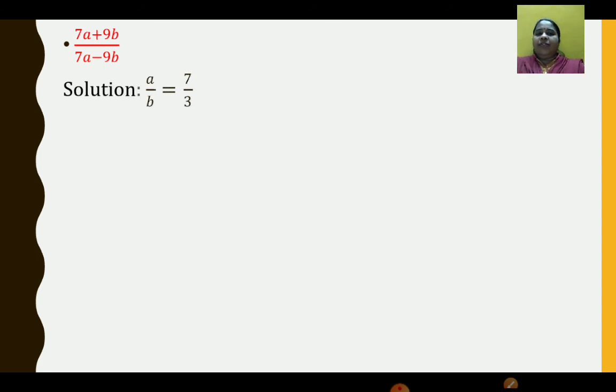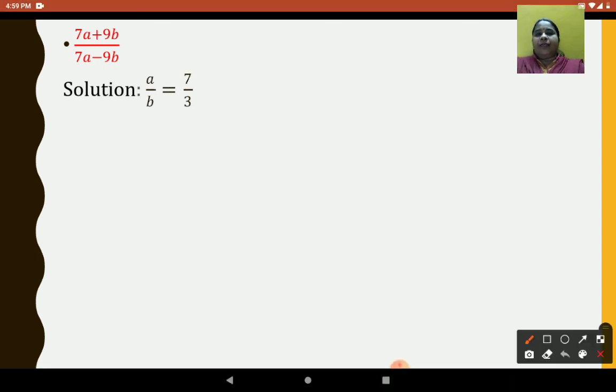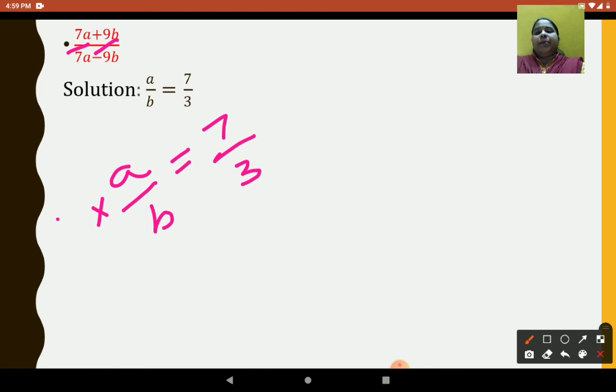See, a upon b, we know that it is 7 upon 3. Right? Look at the coefficient of a, 7. Look at the coefficient of b, 9. On both sides of this, with what will you multiply? Can you tell me? Yes, it can be multiplied by 7 upon 9. How do I get this? Looking at the question, it is 7a, so multiply by 7. It is 9b, so multiply by 9. Right? You will get this.